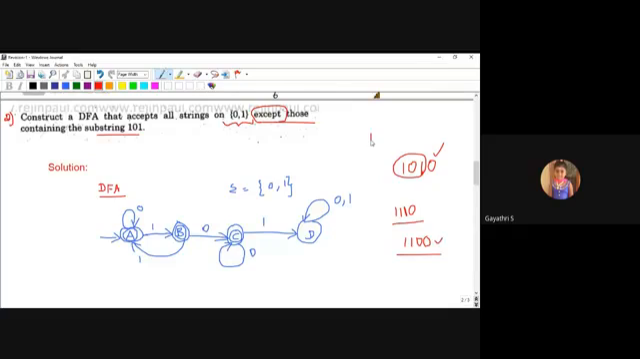One more string, 101. This string has the substring 101, right? So for 1 I will move to B, 0 will move to C, then 1 I will move to D. For the remaining 0 as well as 1 I will be in state D, which is not an accepting state. So almost this automata is the right one.